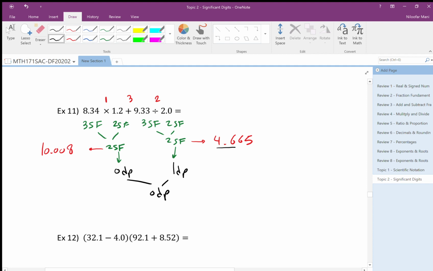Remember, enter all the digits as you see in your calculator, all at once. Don't round at all. Your calculator is doing 10.008 plus 4.665. Don't round, because sometimes when I say two significant figures, a student rounds this answer and uses 4.7. That's wrong. You are rounding in the middle of the process. You have to round at the end.